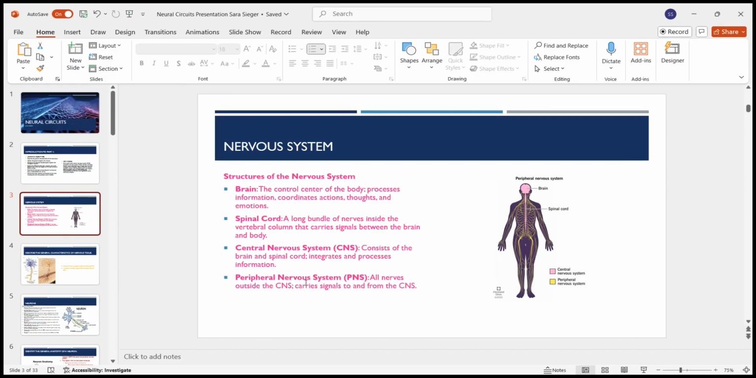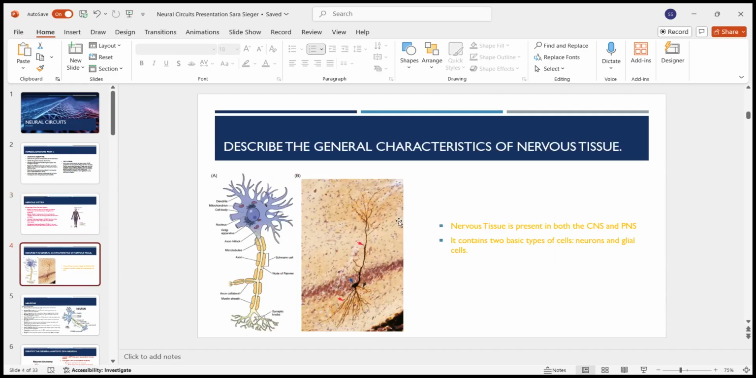Going to the peripheral nervous system, that includes all the nerves outside the CNS, though it is not limited to this, and it connects the control center to organs, muscles, and sensory receptors in order to ensure that the body can sense and then respond to changes in stimuli in the environment. Those two systems work together to keep the body functioning smoothly.